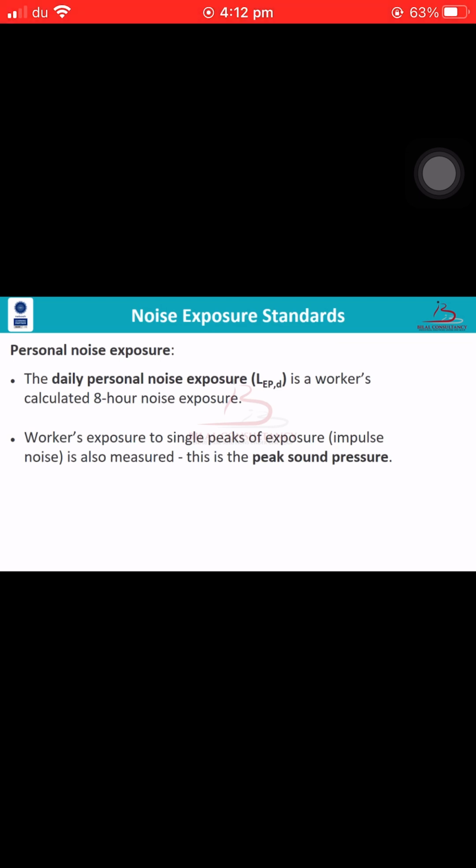Personal noise exposure. Basically, the personal noise exposure is calculated as your daily personal noise exposure, which is calculated for 8 hours. This is basically an average calculated value for 8 hours for the daily personal noise exposure.